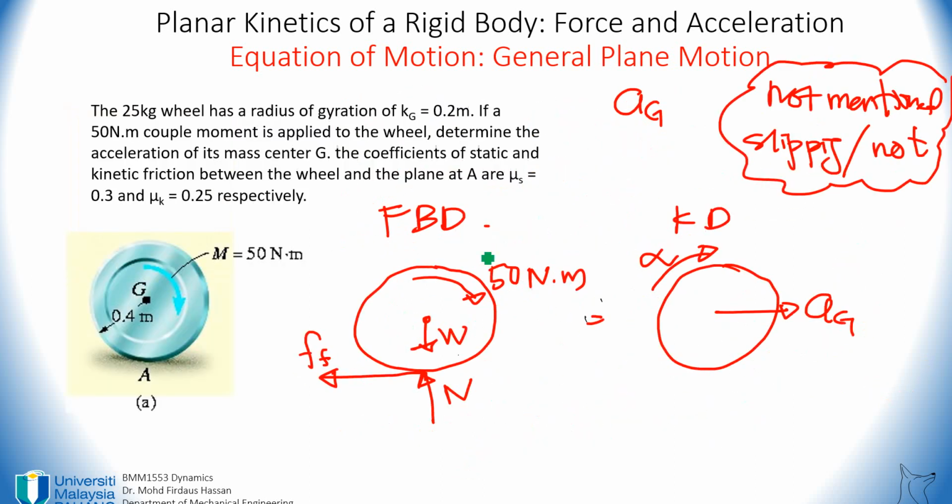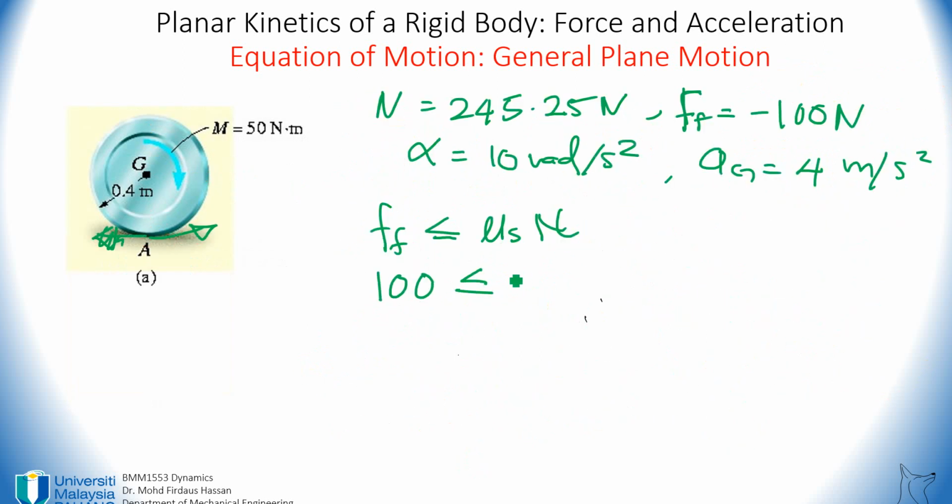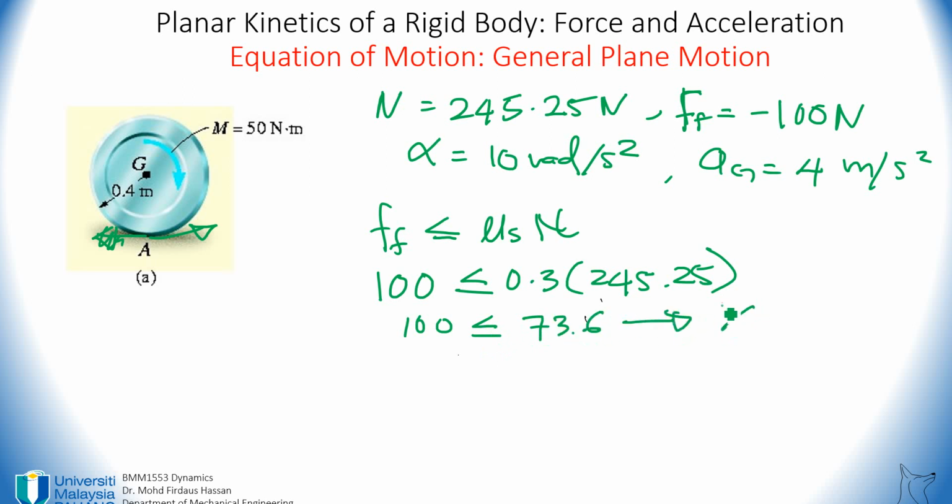Mu s is what? Mu s is 0.3. 0.3 times 245.25, because N is 245.25. Calculate it, you can get that 100 Newton is less than 73.6, where this is not true. It's impossible, 100 Newton is less than 73.6. So your assumption that it's a roll without slipping is wrong.